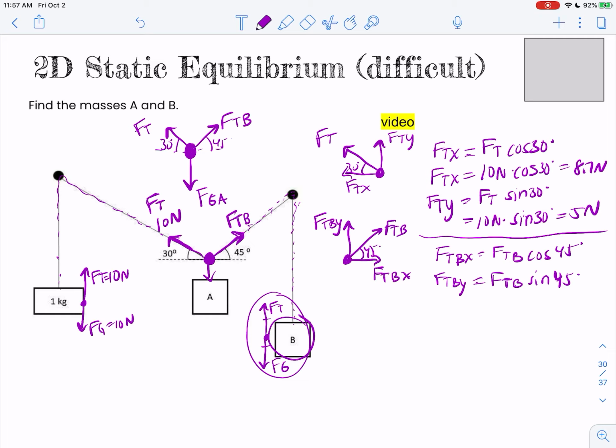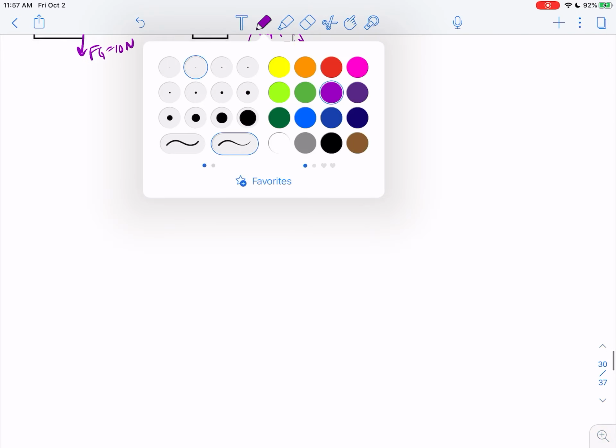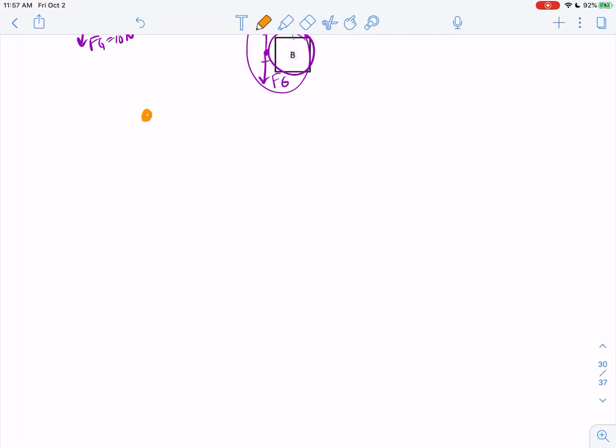Now I want to start by redrawing my force diagram. I'm going to have my FG down, and then up, I had my FTBY and my FTY. And then sideways, I had those X components, FTX and FTBX, and those I can see are going to be equal, because this is not moving. And then up, the sum of the ones facing up will equal the FG down. So conceptually, this is not any different than any of the other problems. It's all exactly the same thing. The setup is the same.